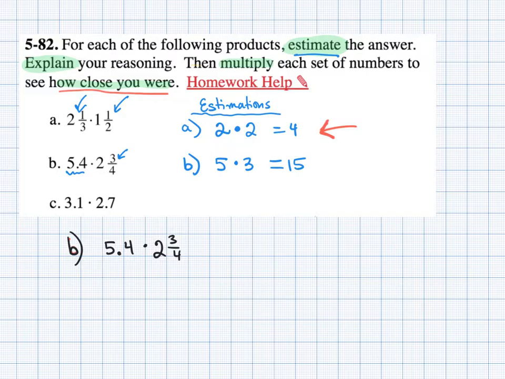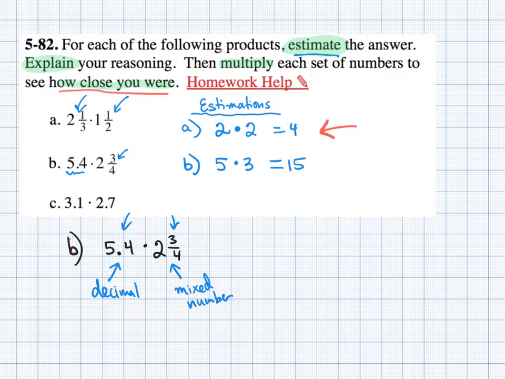Now let's take a look at example B. The first one is a decimal, and we're not estimating, we're trying to decide what to do. And then the second number is a mixed number, right? So we have to make them look the same. If I want to go with decimals, I should have a decimal times another decimal. That's one idea. If I want to change them to fractions, then I would have a fraction times a fraction. So either or, those are the two choices we have.